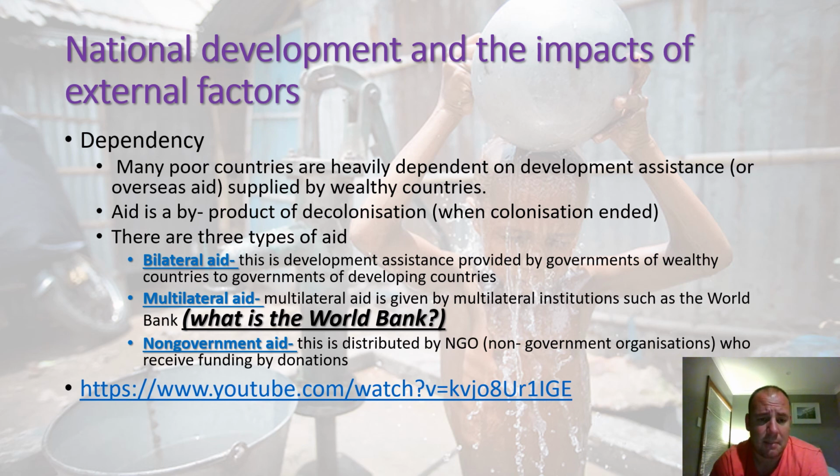And then dependency. Many poor countries are heavily dependent on development assistance or overseas aid, and we'll look at aid as well. So aid obviously is giving countries money. There's three different types: bilateral, multilateral, and non-government aid, and I'll go into those in a bit more detail as well. But yeah, there's big issues with these developing countries.